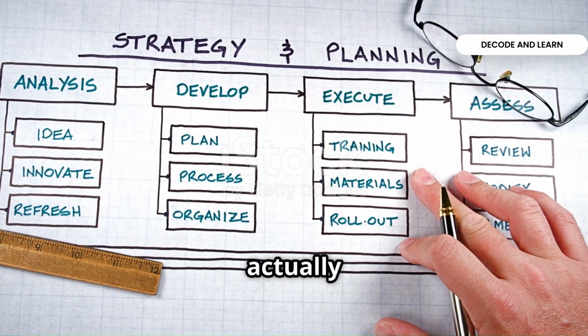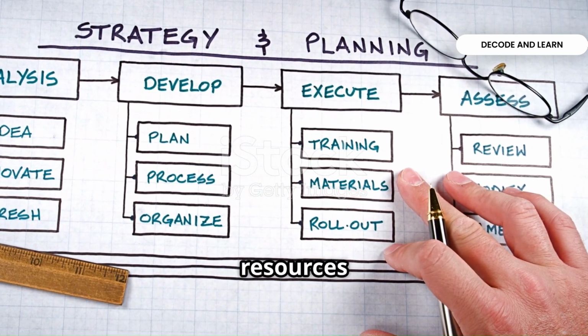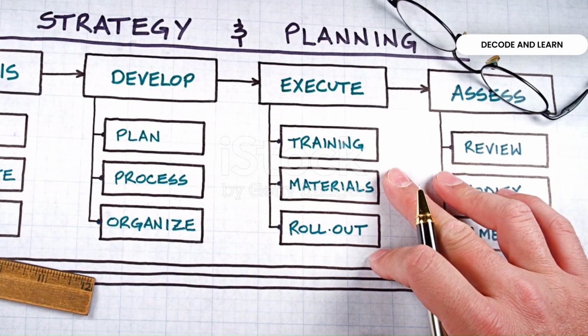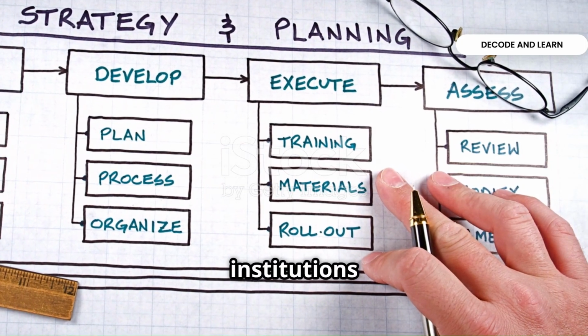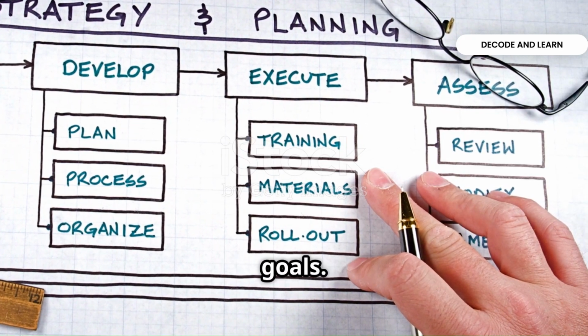Now, how does planning actually happen? There are 3 steps. Identification of resources through surveys and mapping, creating a structure with the right technology and institutions to manage them, and linking plans with national development goals.